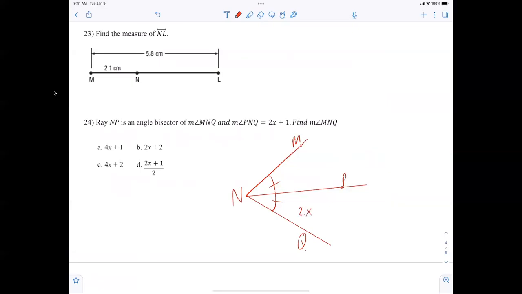2x plus 1, right? So what's PNM? 2x plus 1 also. So MNQ would just be 4x plus 2. Does that make sense now? All right. Anybody else?